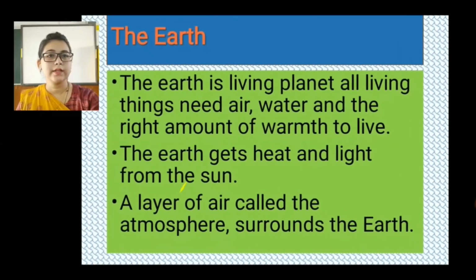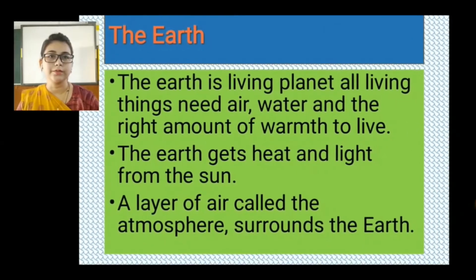So first of all, let's take the Earth. The Earth is a living planet. All living things need essential things to live. What are these essential things? These are air, water and the right amount of warmth to live. So students, from where are we getting all these essential things? Air we are getting from the atmosphere.